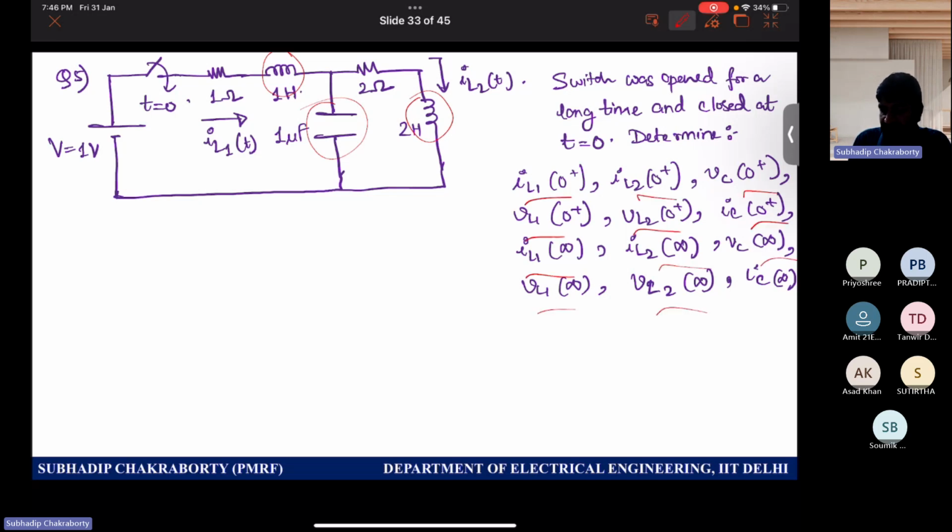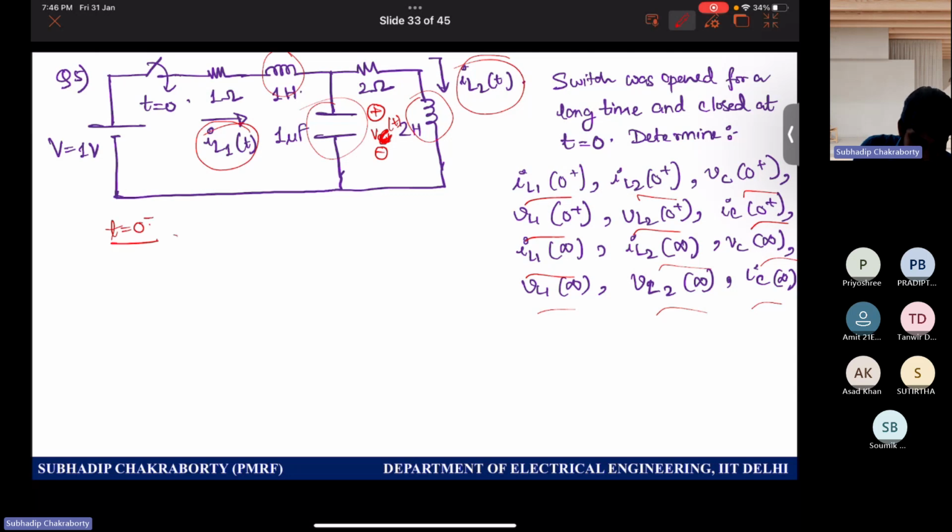If you determine these parameters, then you can write the equation for the responses for IL1 and IL2, and similarly also for VC, because there is one capacitor. So kindly solve the problem. Since we don't have more time, start solving.